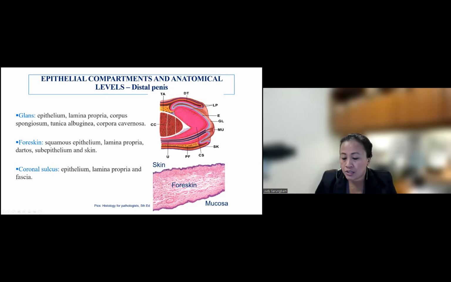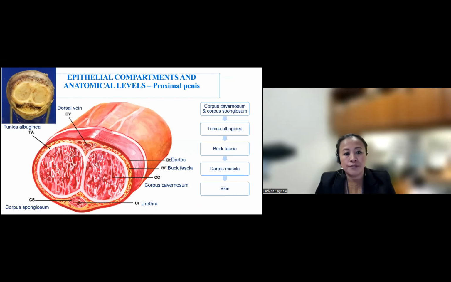This is the histologic section of the foreskin. The mucosal surface is the non-keratinizing squamous epithelium. Then the lamina propria, we have the dartos muscle in between, and the subepithelium of the skin, and then the keratinizing squamous epithelium on the outer surface. The coronal sulcus, on the other hand, has only 3 layers, which is the epithelium, the lamina propria, and the fascia.